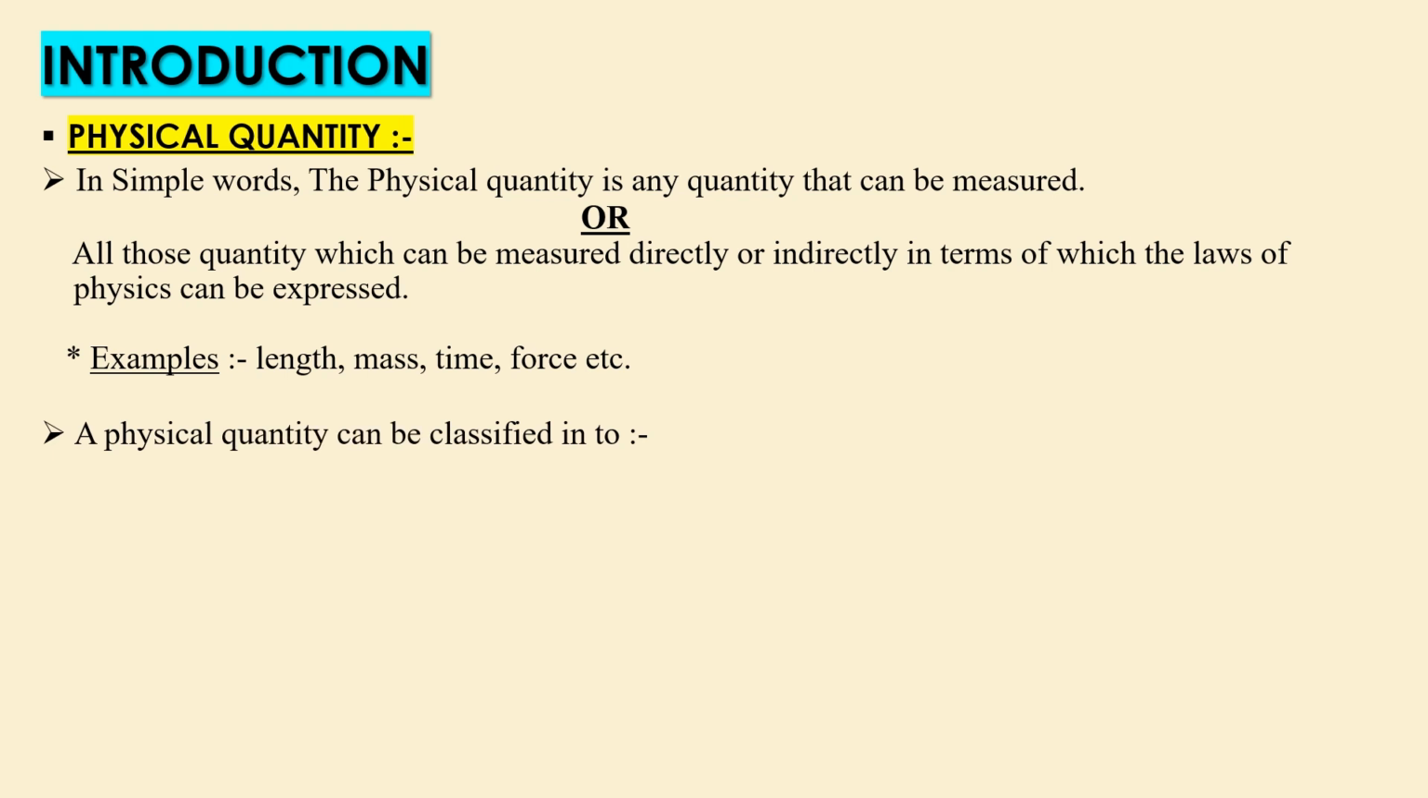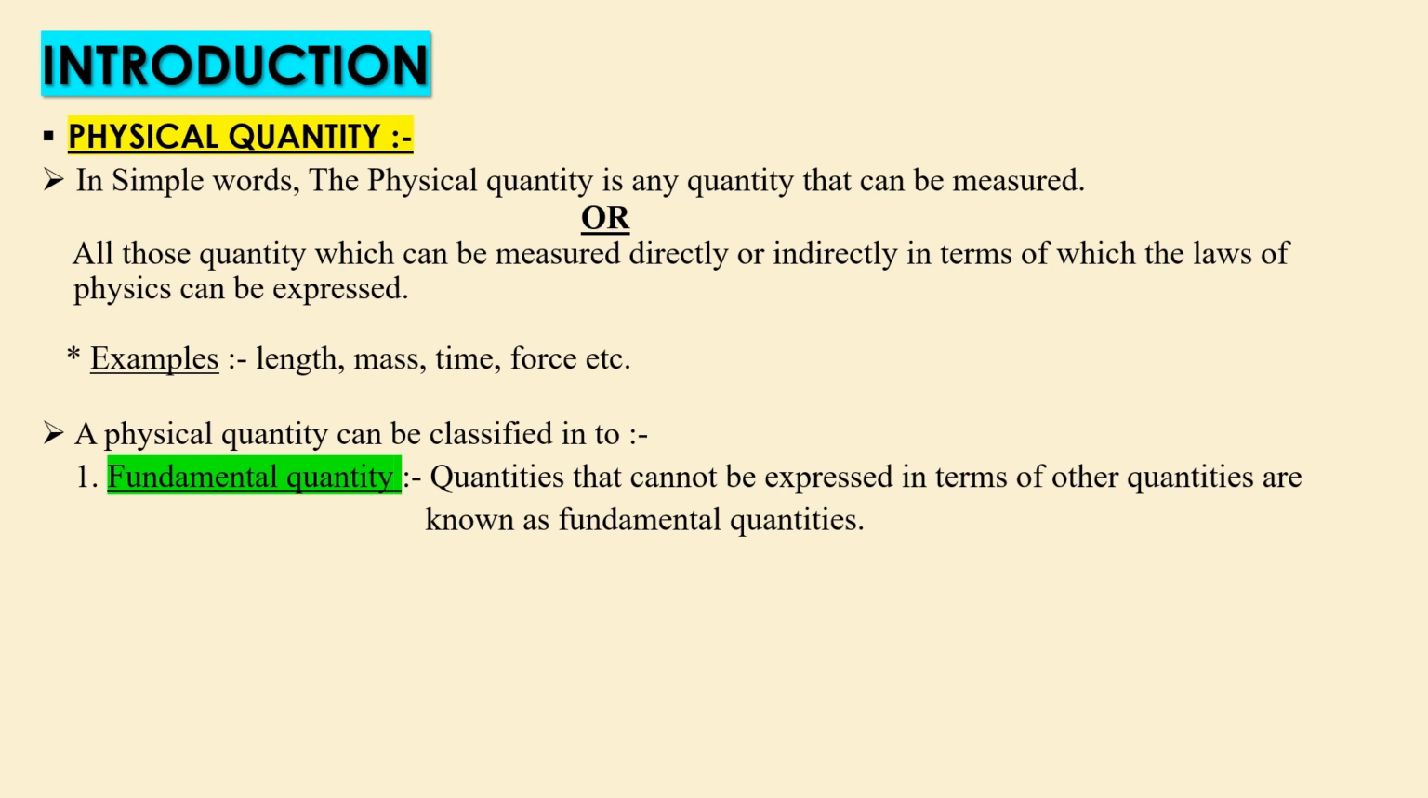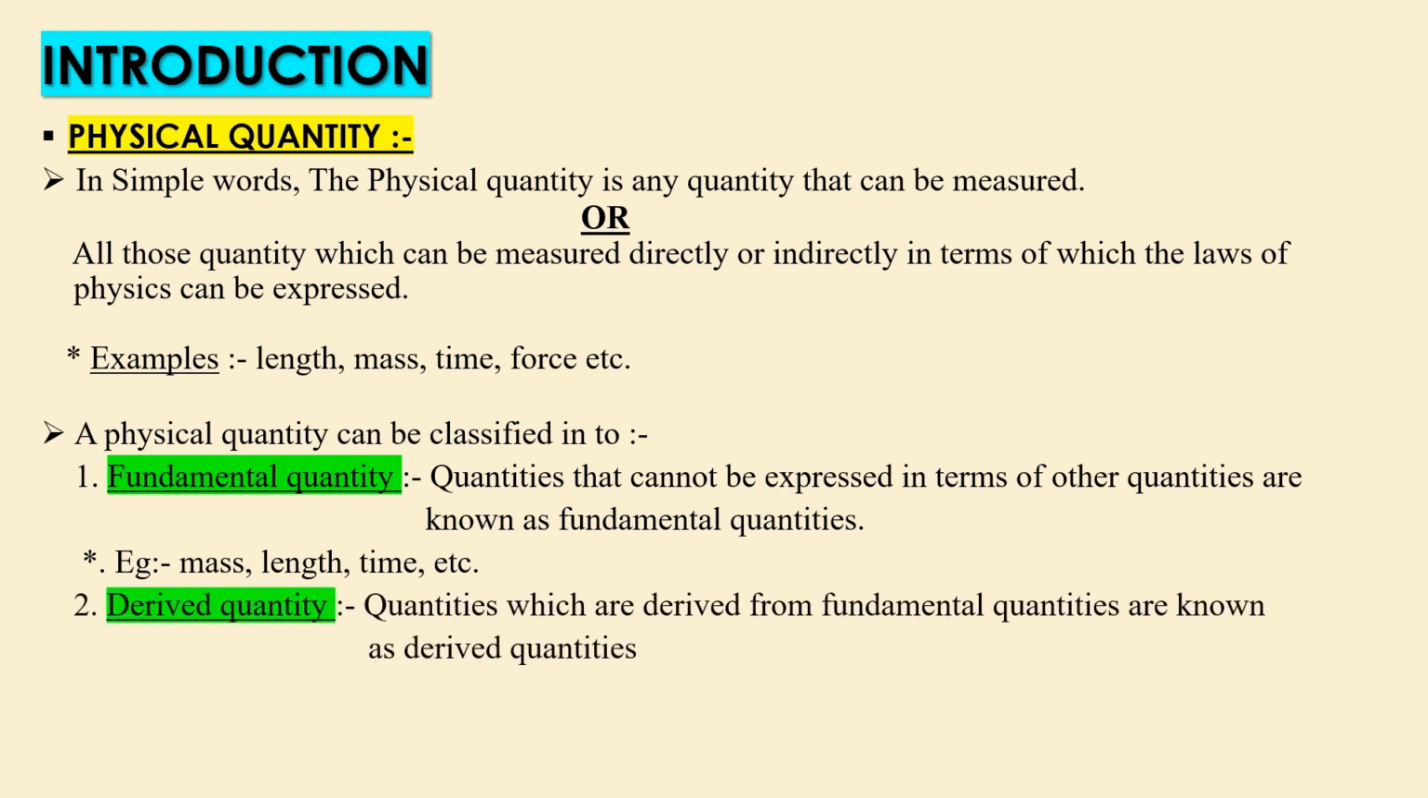A physical quantity can be classified into: 1. Fundamental quantity. Quantities that cannot be expressed in terms of other quantities are known as fundamental quantities. For examples: mass, length, time, etc. 2. Derived quantity. Quantities which are derived from fundamental quantities are known as derived quantities. For examples: force, velocity, area, volume, etc.